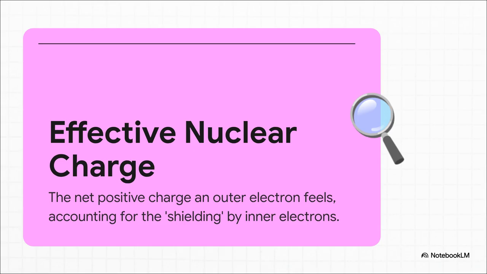Okay, so let's break Zeph down. Forget the fancy name for a second. Just picture the nucleus of an atom, the center, as a powerful magnet, right? And that magnet is trying to pull on the electrons way out on the edge. But there's a catch. There are other electrons closer to the center, kind of in the way. These inner electrons act like a shield, blocking some of the magnet's pull. Zeph is just the amount of pull that actually makes it through that shield to grab onto that outer electron. It's the effective charge it feels.